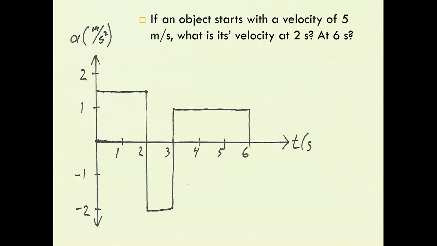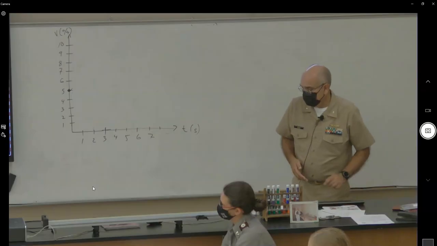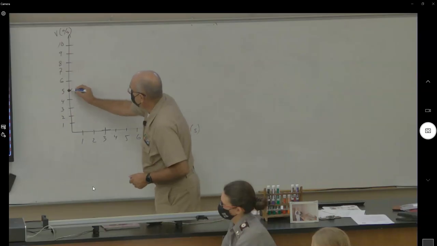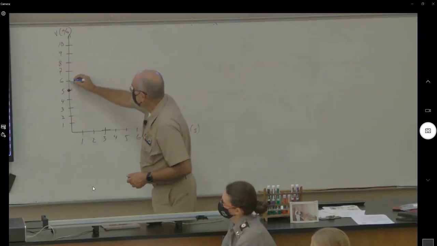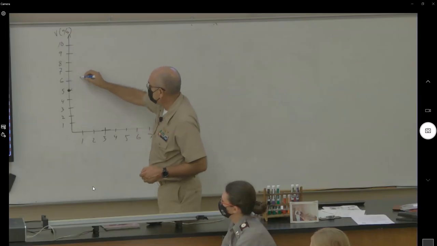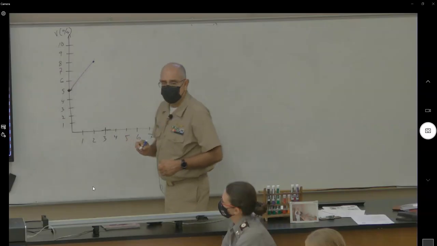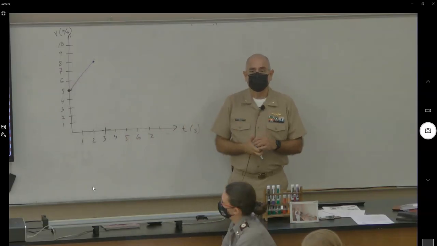If we take a look at the first line, what is the acceleration in the first 2 seconds? 1.5 meters per second squared for 2 seconds. That means I'm going to change my velocity by adding 1.5 meters per second each second. So I change from here at 5 meters per second, gain 1.5 meters per second each second, and end up at 2 seconds at 8 meters per second. See, all we have to do is construct using the slope.